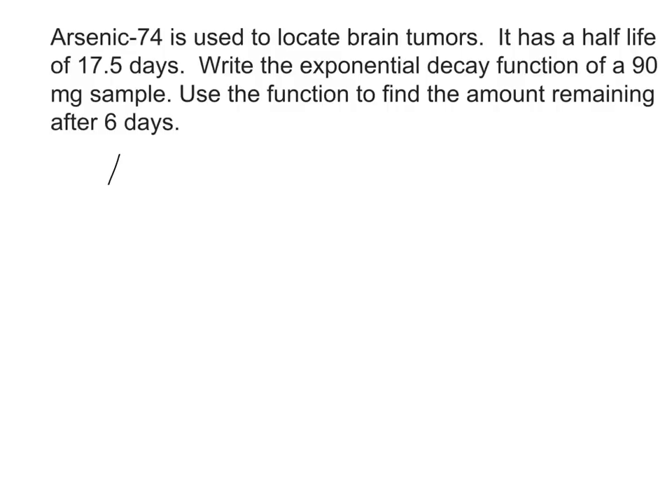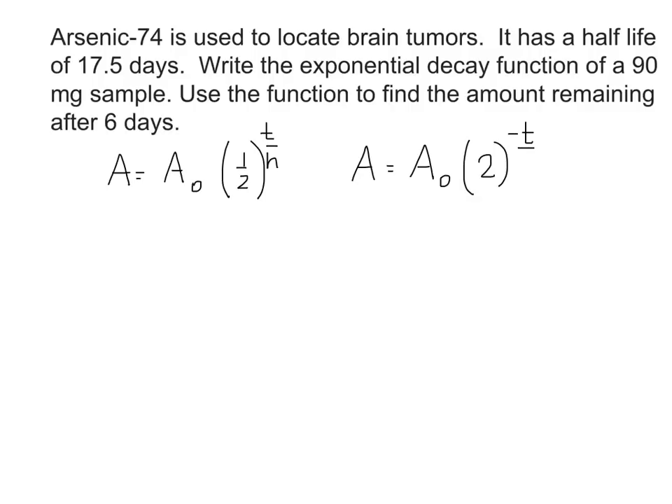Half-life formula is either A equals A sub 0 times one half to the T over H. You could also do A sub 0 times 2 to the negative T over H. And I'm going to give you until the end of this to figure out why these two are equivalent. Why are these two equivalent? Okay, so now we need to define what these are.